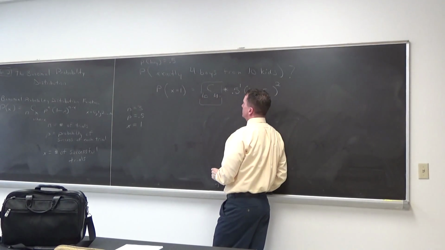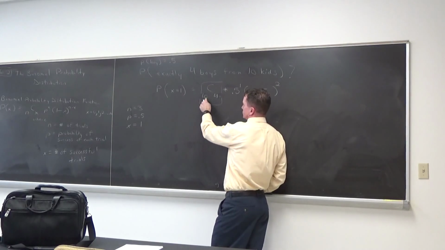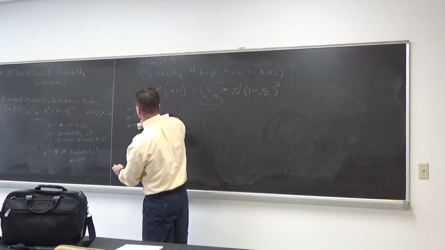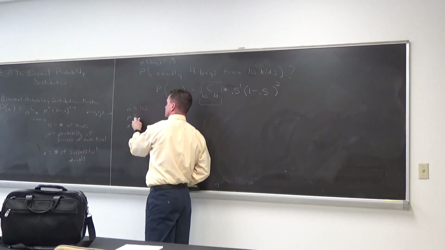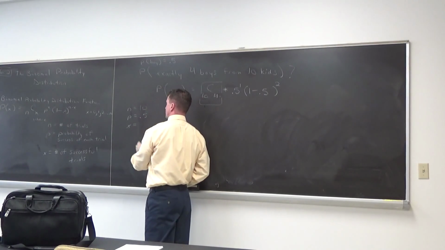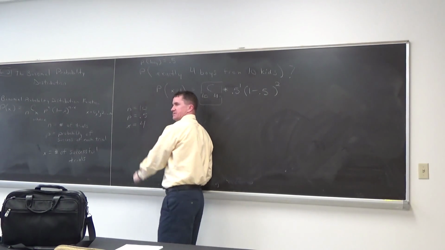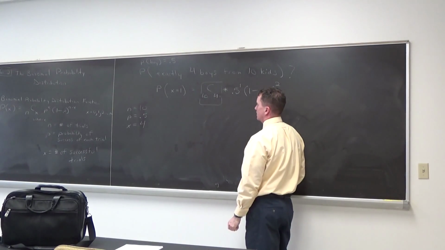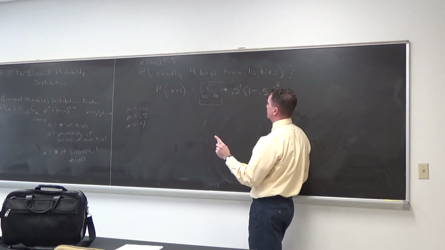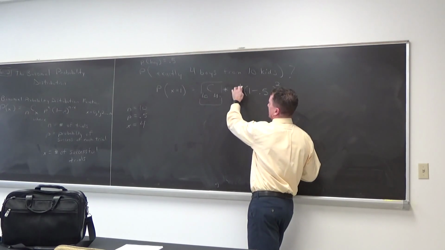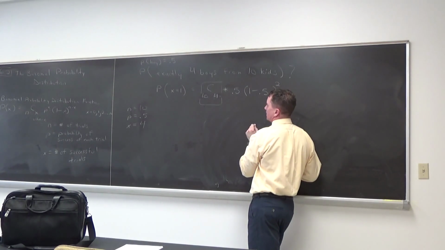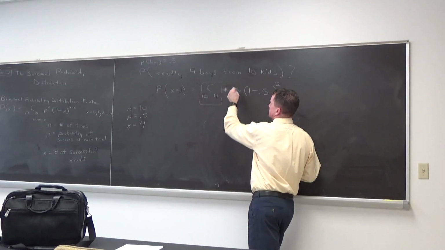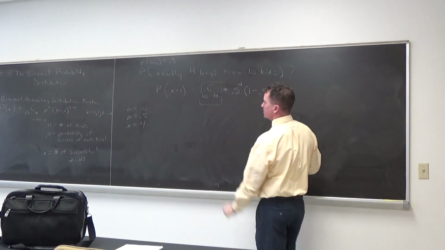10C4, right? Let me list these. n is 10. 10 tries. 50%. 4 successes. You need to change that, x equals 4 too. Yes. Hey, what's this 0.5 raised to now? Raised to the 4th.